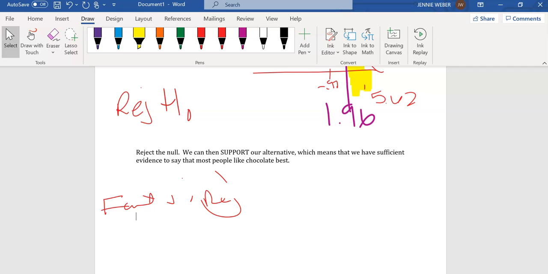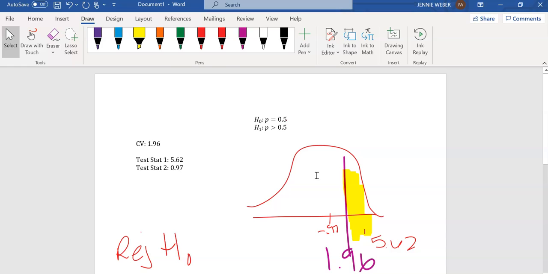So then that's my other option, that I fail to reject the null. So I can't throw away that. It could be 50%. It could be half and half, okay? I don't support it, but I can't get rid of it. And so we have insufficient evidence to say that people like chocolate best. Sad world, okay? So your whole goal with this, how you prove anything, is rejecting the null, and then you get to accept the alternative.